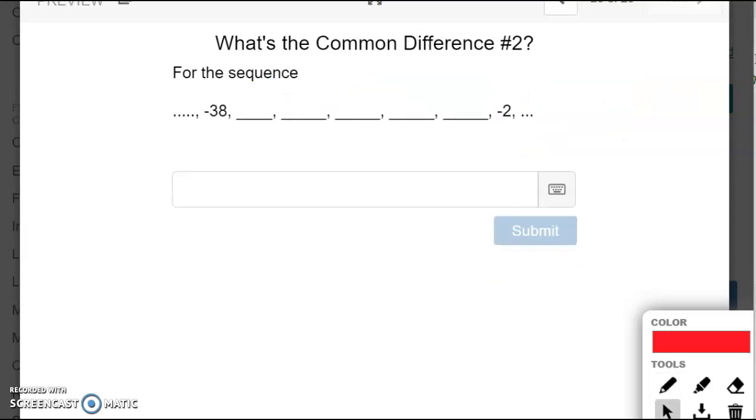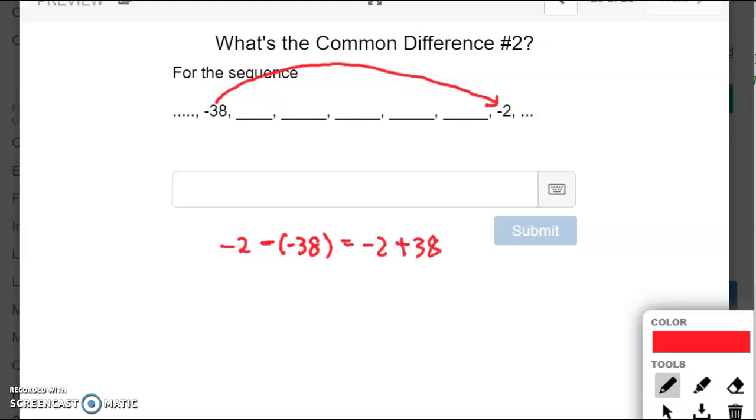Okay, what about this one? Okay, what are we adding to go from negative 38 to negative 2? Okay, so remember we always go from whatever is the final, that's going to be negative 2, minus, we're going to subtract because we're looking for the difference, minus, and the number is negative 38. Okay, so it's minus minus, that becomes plus. So that's negative 2 plus 38, and that is going to be positive 36.